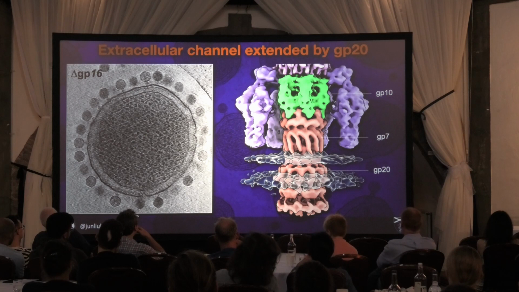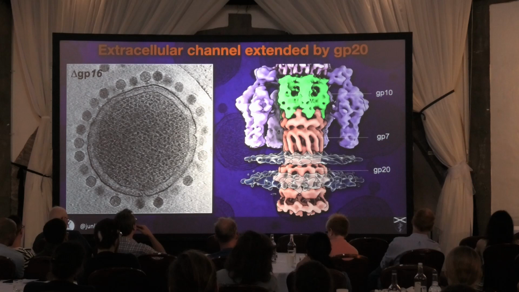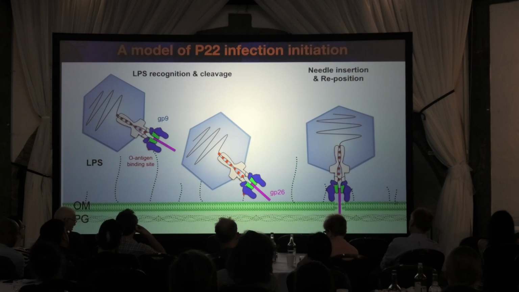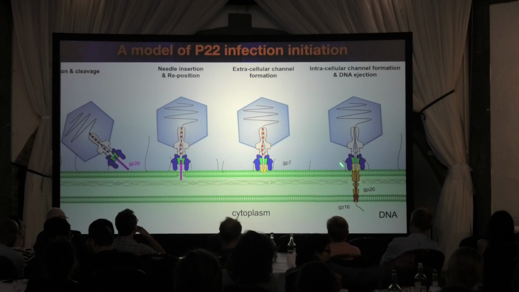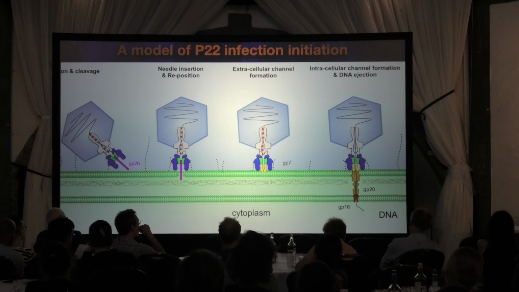And this all together presumably allows the whole channel formation. So we have a simple model to explain when P22 interacts with LPS, ultimately interacting with the outer membrane to allow the extracellular channel formed by GP7. Then ultimately GP20 forms to cross these two membranes, and then ultimately GP16 forms the pore in the inner membrane. That ultimately allows the genome ejection.